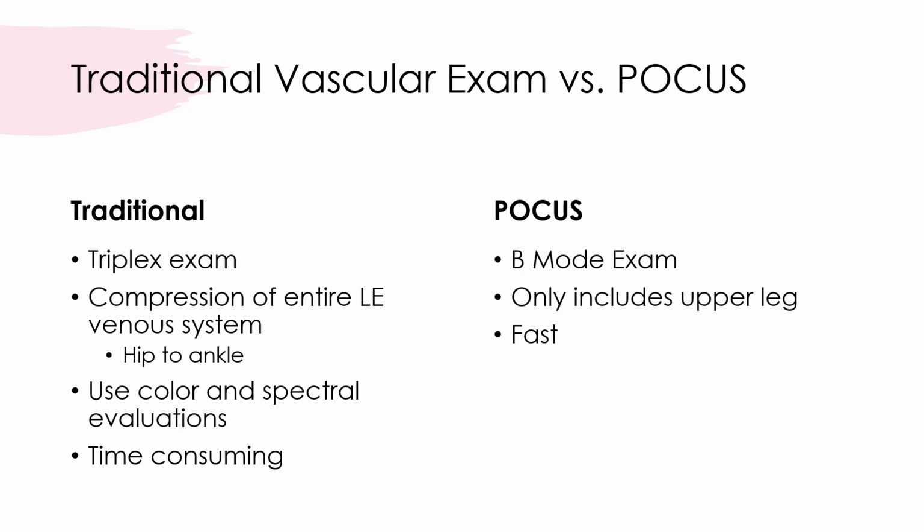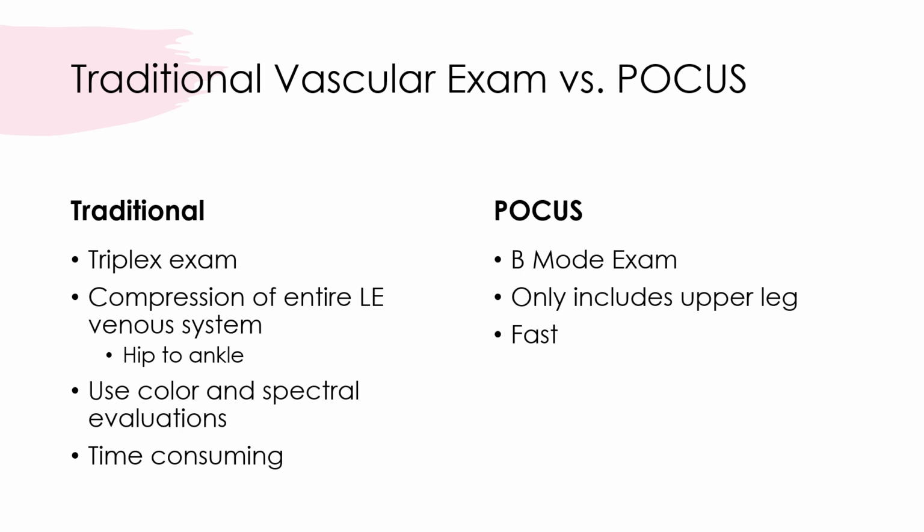If you look at the differences between the traditional exam and the POCUS exam, one of the things that's really going to stand out is that they can both be very sensitive and very, very specific. The traditional exam is much more thorough. With the traditional exam, they do a triplex exam, meaning that you evaluate the entire length of the deep vessels in B mode, or black and white imaging, in transverse and long. And then they come back and do it with color, and then again with spectral Doppler. So it's a much more intense study, and therefore it should be a little bit more sensitive and specific.